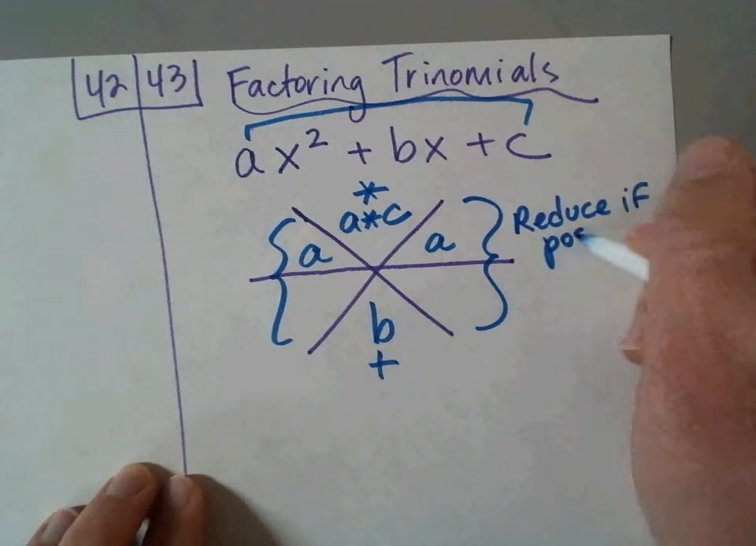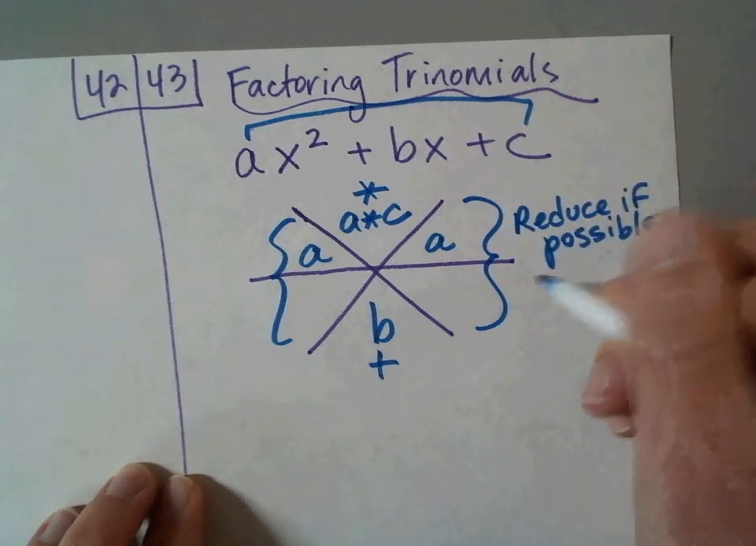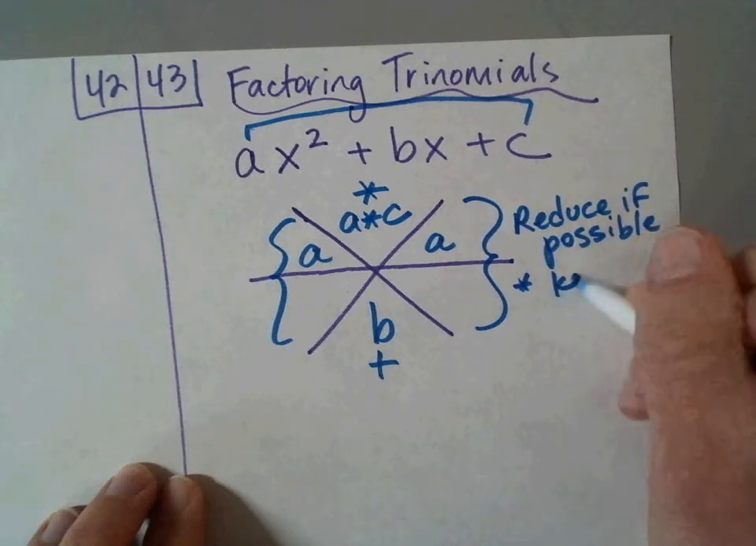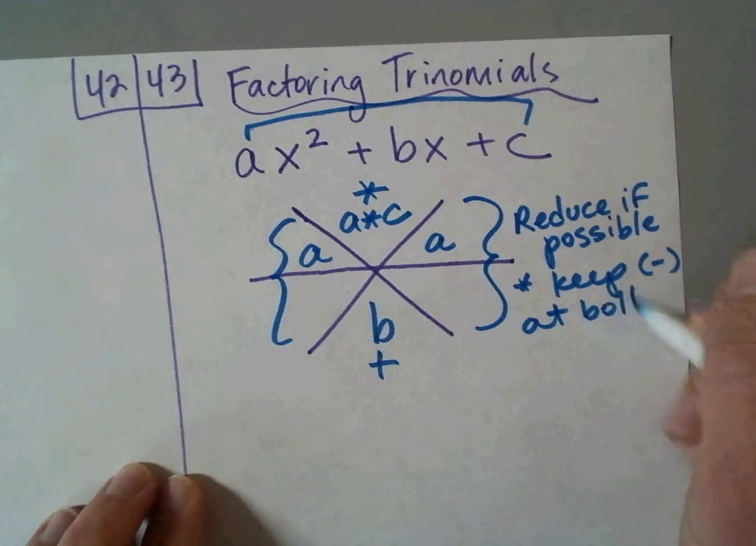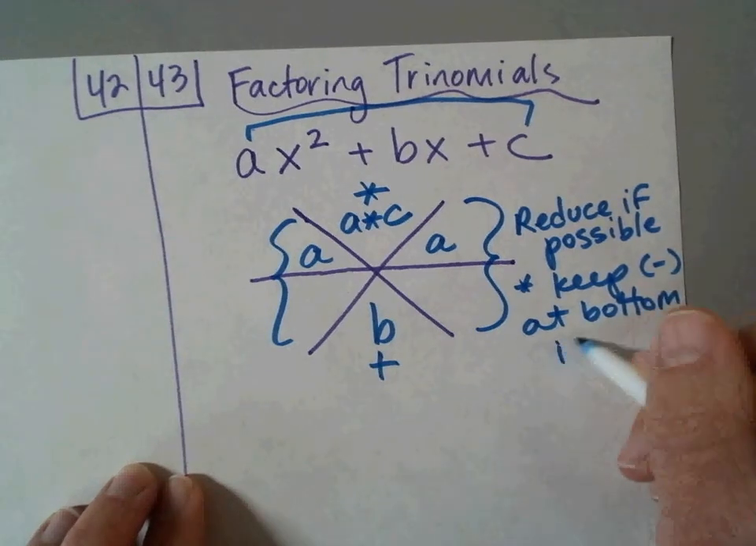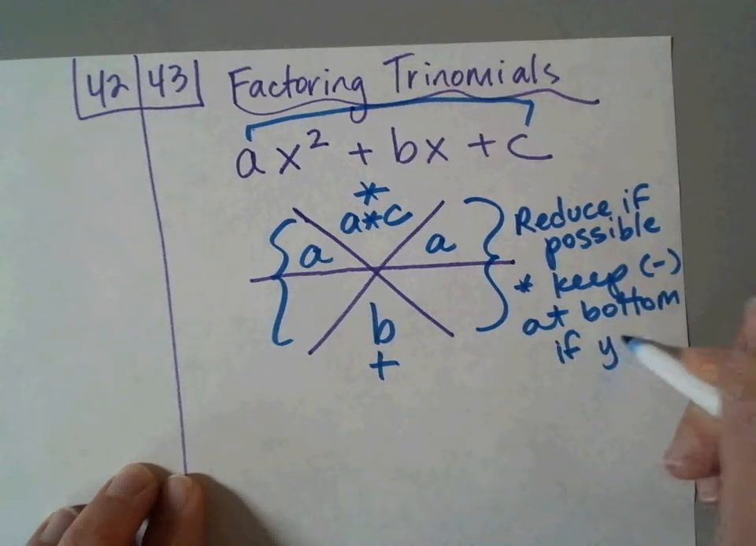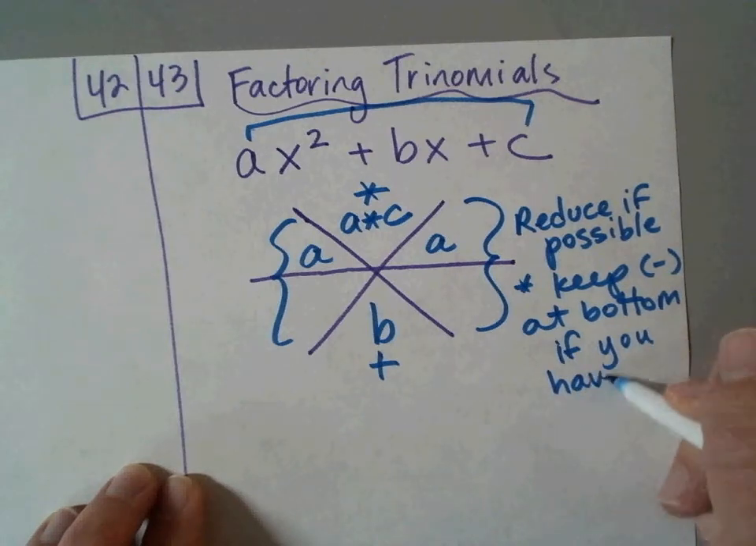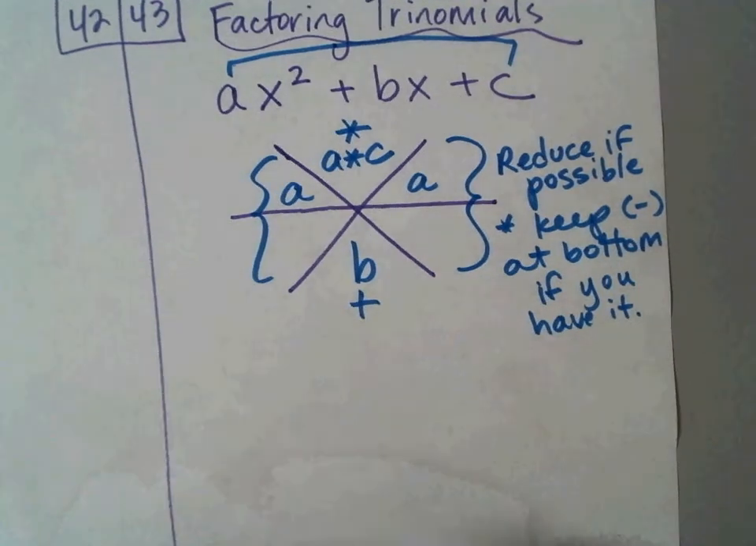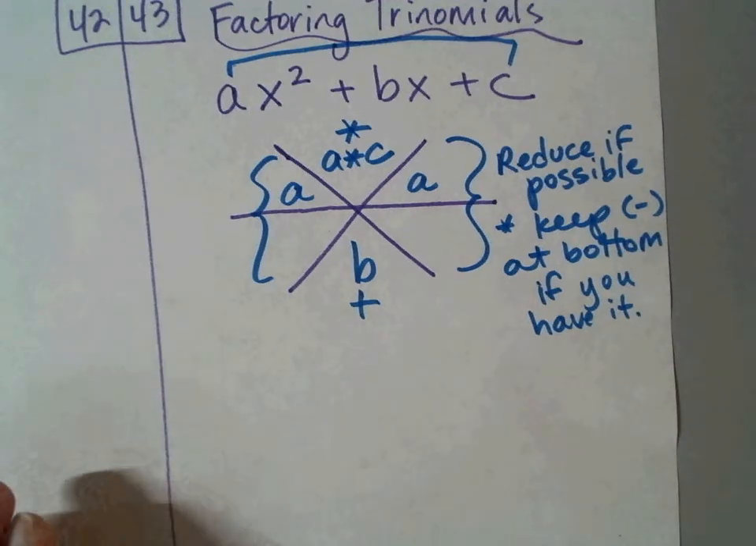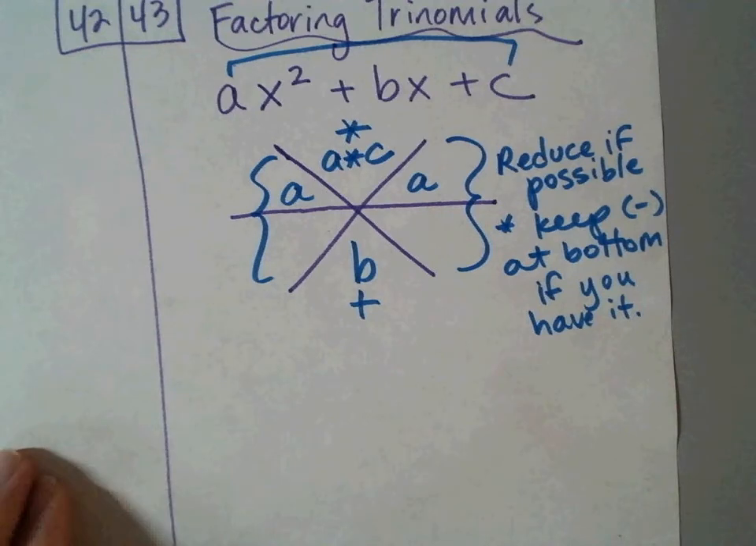And then the other thing you want to remember is you keep the negative at the bottom if there is one. Keep the negative at the bottom if you have it. Wouldn't it be better to say just keep the negative where it is? Yeah, you can say that too. The top should not have a negative, and we're going to see in one of those examples why. So keep the negative at the bottom if you have it.